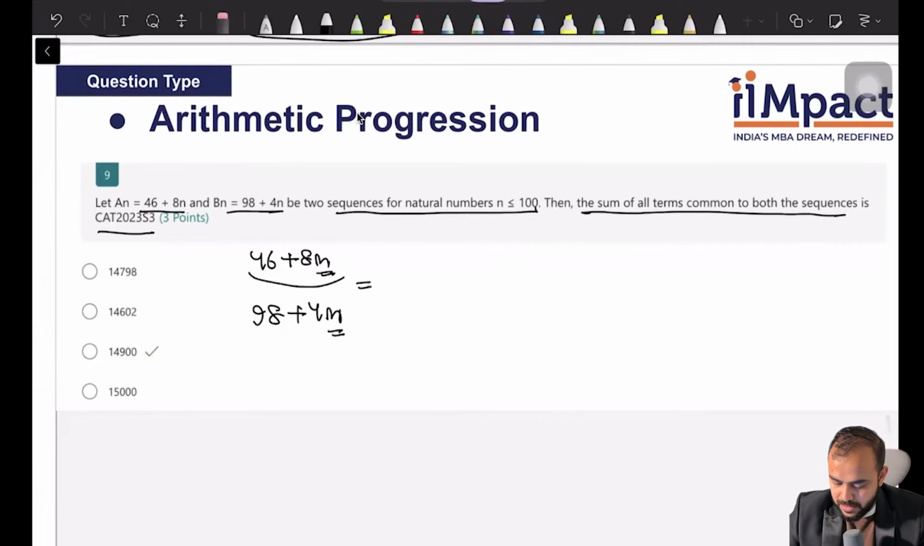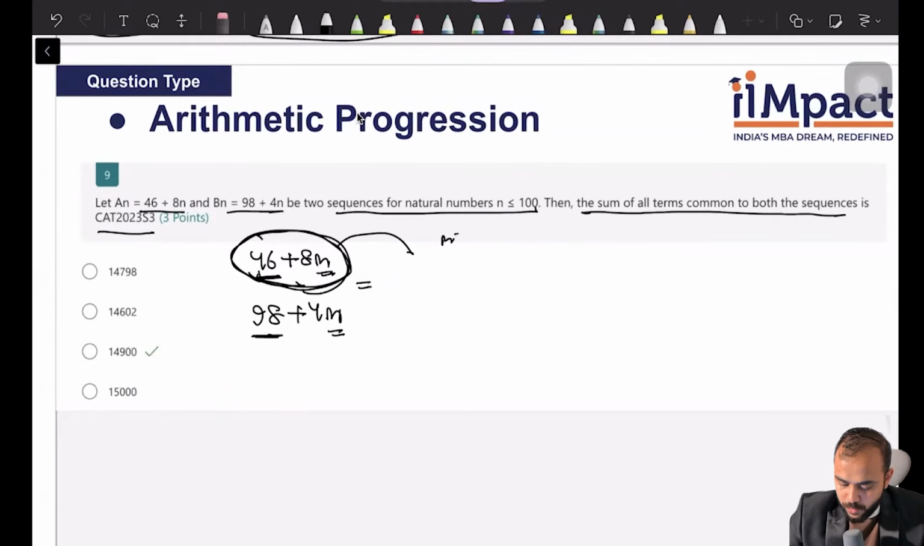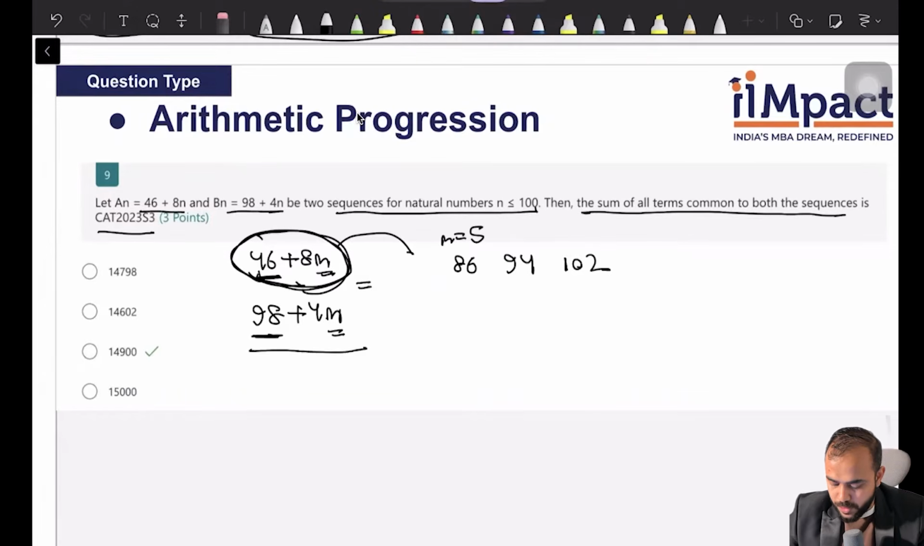You will have to fix these, and now consider that this is 46 and this is 98. So you do need a substantial value here to even reach close to 98. So I am thinking 8 into 5 is going to be 40. So n is equal to 5 will give you 86. After that you will get 94, and then you will get 102, which is going to be common with this.